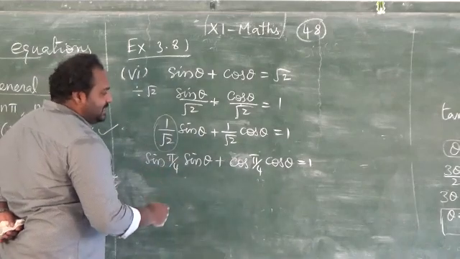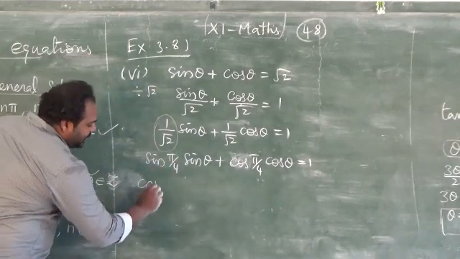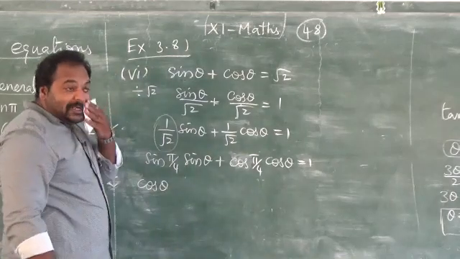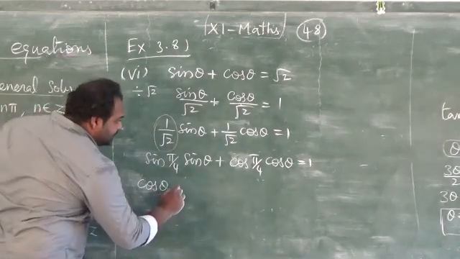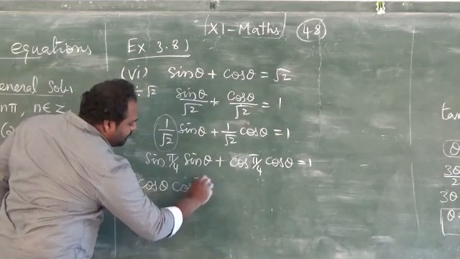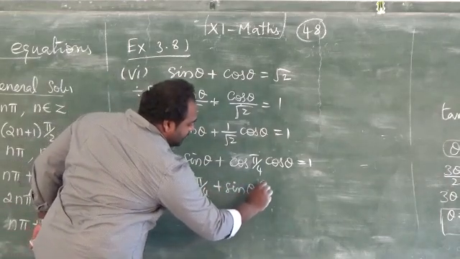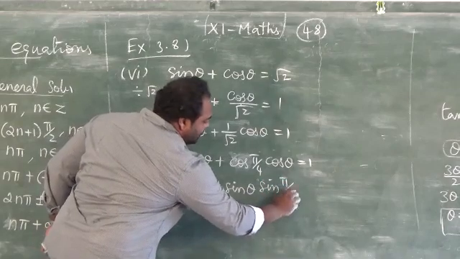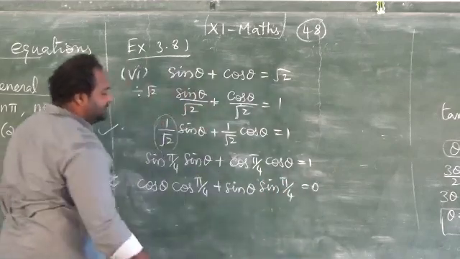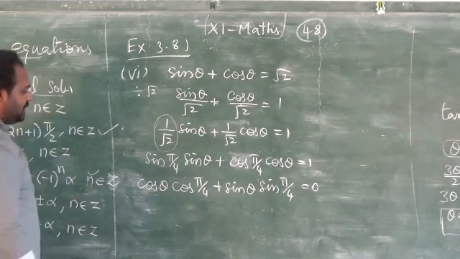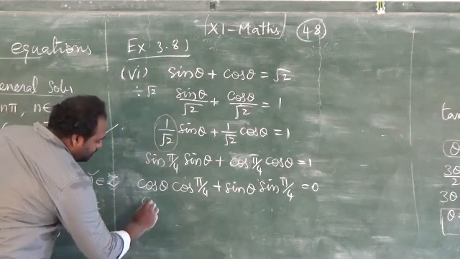Here I am going to rearrange something: this term first, this term second in the addition. There is no problem in changing the order of the terms. Cos theta cos pi by 4 plus sin theta sin pi by 4. As soon as you see this left hand side, I can remember the formula: the cos of A minus B formula. Sir, what is the cos of A minus B formula?